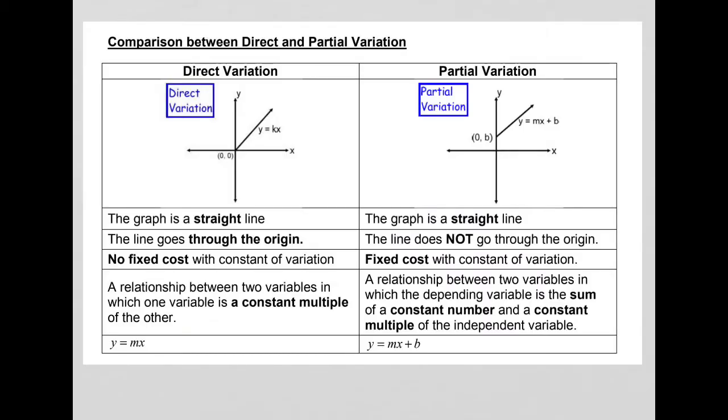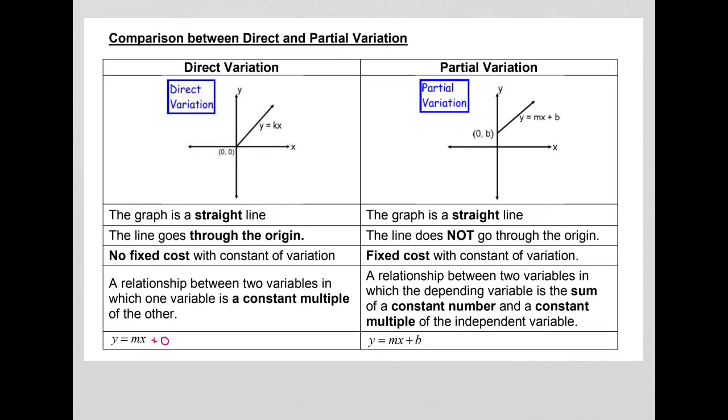All right, let's look at this comparison. Direct and partial variation are both straight lines. Direct goes through the origin. Partial does not go through the origin. Basically, in direct variation, there's no fixed cost. And in partial variation, there will be a fixed cost. Let's look at the equation here. The equation will be mx, but there is nothing else here. It's adding a 0 as a constant. But for partial variation, you will definitely have a constant b rather than a 0.